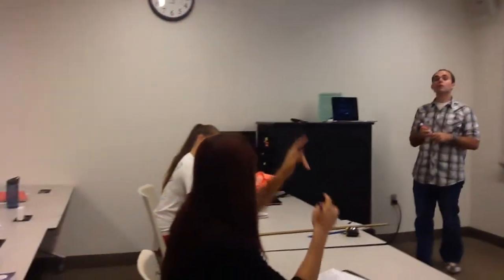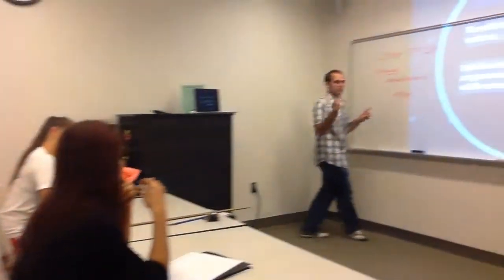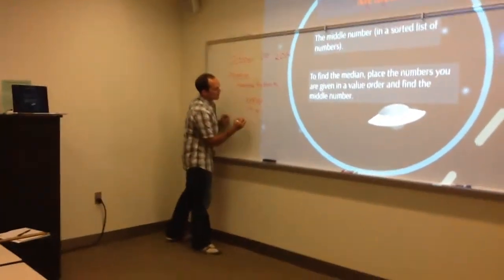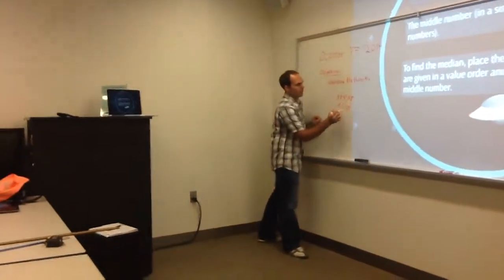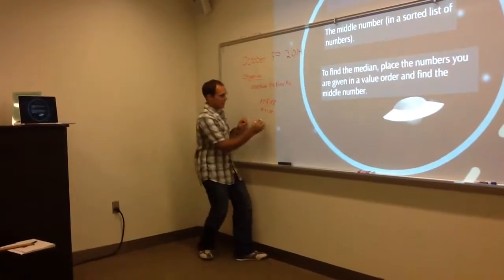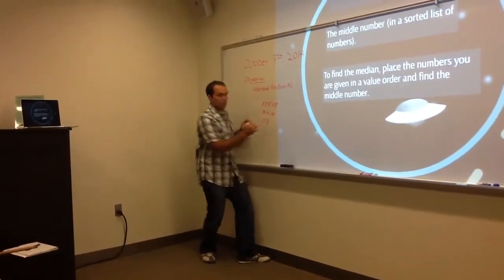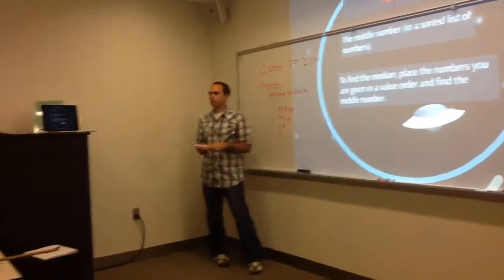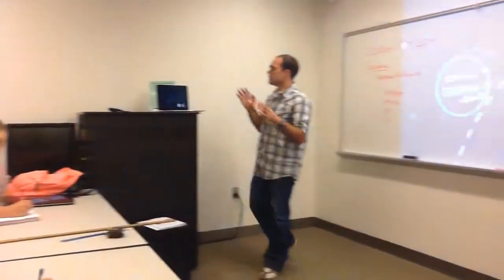And if we have 6 numbers? If we have 6 numbers, good question. So 1, 2, 4, 5, 7, and 8. If you have these, you add the two middle ones up. 4 plus 5 is 9. And then you divide by 2. So it'd be 4.5. So it'll just be whatever's right in the middle, exactly. Okay? So that's the median.